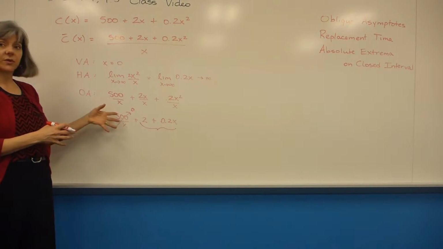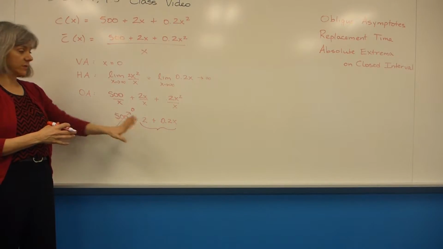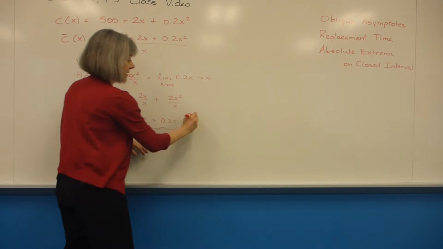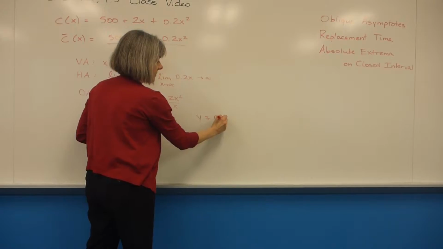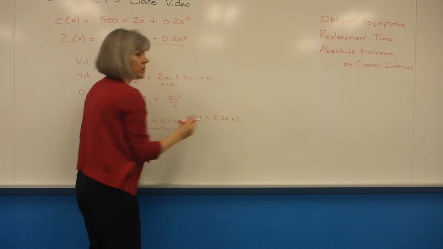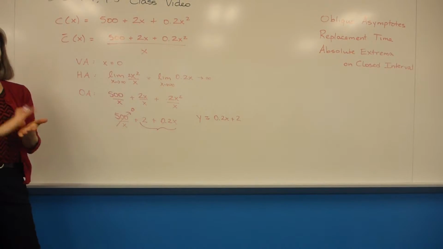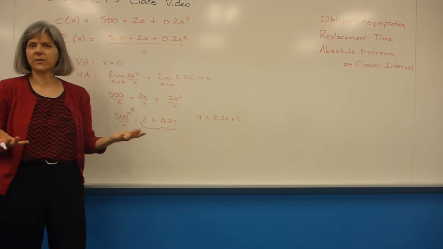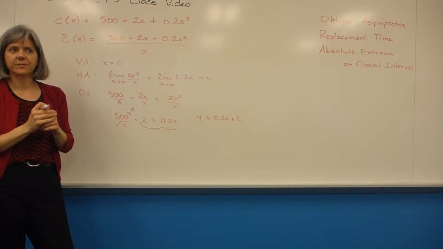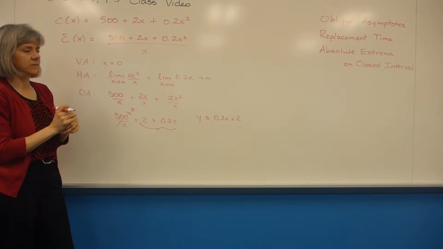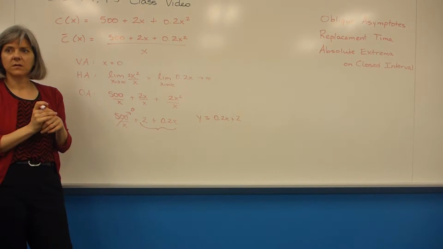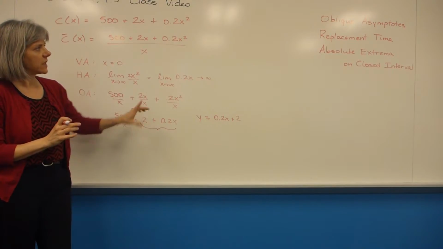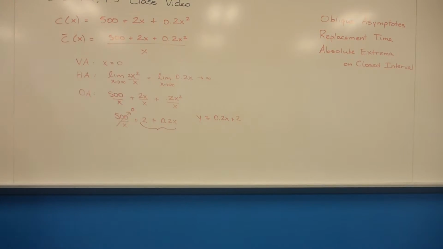Everything that doesn't go to 0 when x gets really big is what you're left with. So let's go ahead and write an equation. That's an equation of a line. So you need to write it that way. Because again, when you're going to graph it, you don't want to just write OA equals that, because that doesn't tell you what to graph. So far, okay? All right, I'm going to leave this one up for a moment, and I'm going to come over here and give you another example.